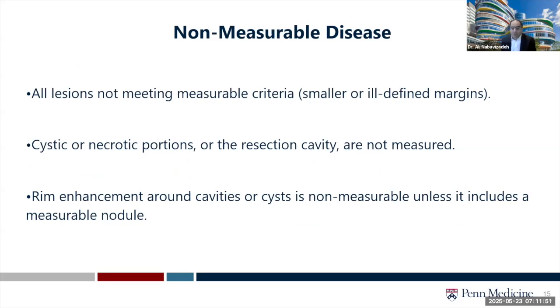It's important to keep in mind that cystic or necrotic portions of the tumor or the resection cavity are not going to be measured or included in the measurement. And if you have rim enhancement surrounding the resection cavity or a cyst, which is very common in both pre-treatment and especially post-treatment glioblastoma, that would be considered non-measurable disease.